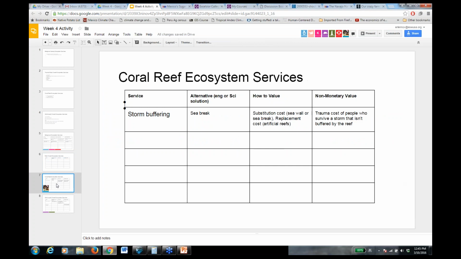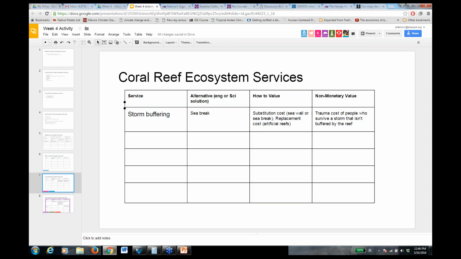Let's see what other ones we have here. Similar to what we just talked about with mangroves, in the coral reef ecosystem I see someone also put that coral reefs provide storm buffering. An alternative would be that you could build a seawall. And how to value, again, would be the substitution cost. So what would it actually cost to build a seawall? Or you could also use replacement costs. Another alternative instead of a seawall is making an artificial coral reef, which they are starting to do. So simply by calculating how much it would cost to make a coral reef to replace the one you lost, you could get a good idea of value.